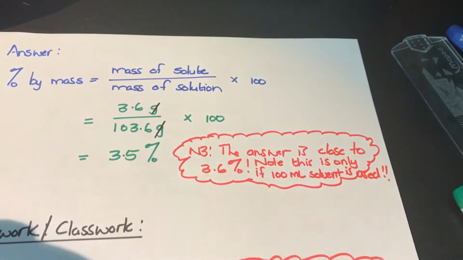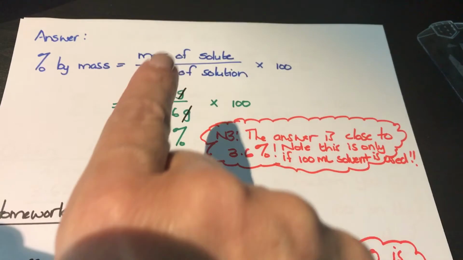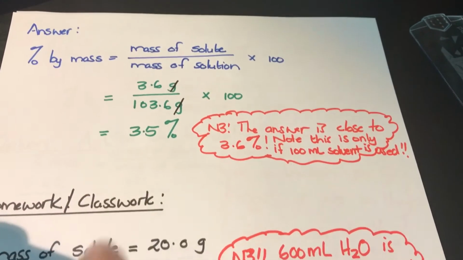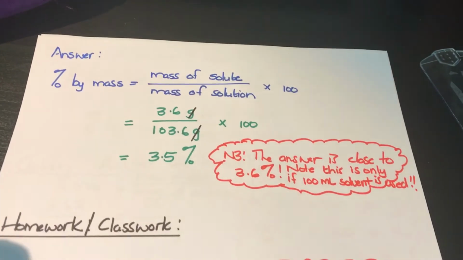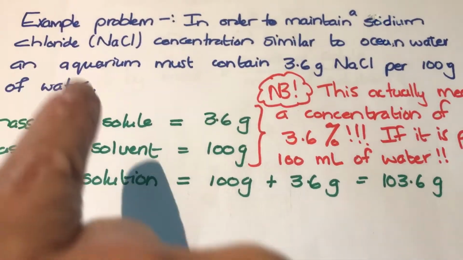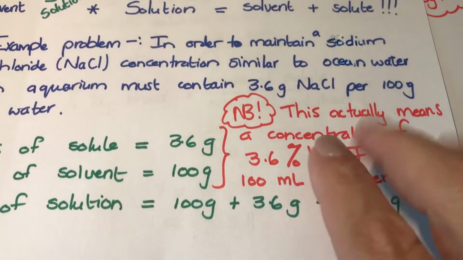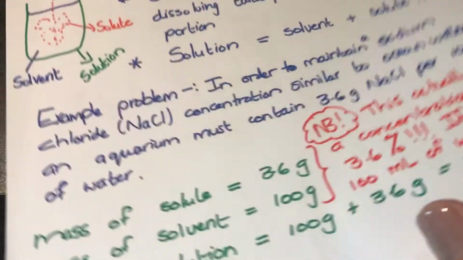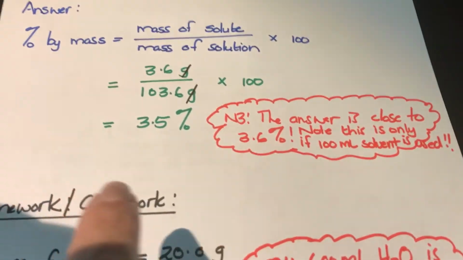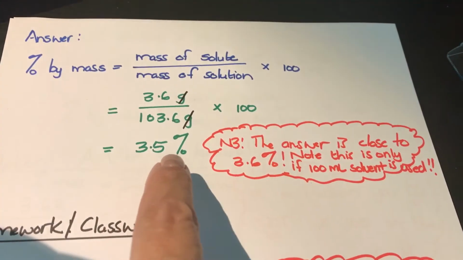as a percentage. So if we substitute the mass of the solute and the mass of the solution in there, and please note we added the mass of the solute and the mass of the solvent together to get the mass of the solution. So be careful that you don't forget to do that one. If we substitute it in there, we get an answer of 3.5%.